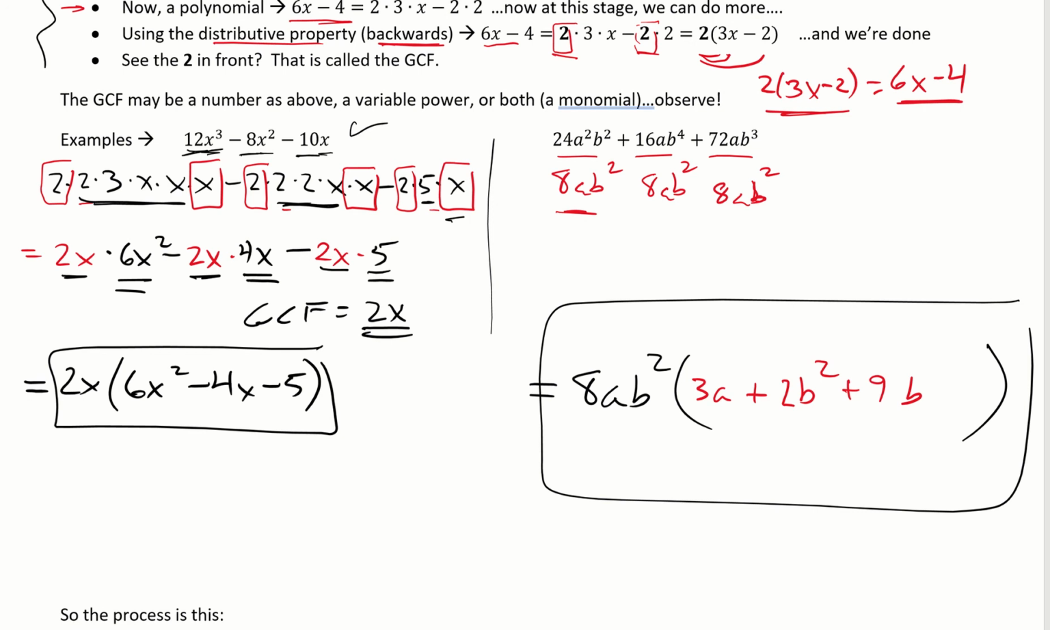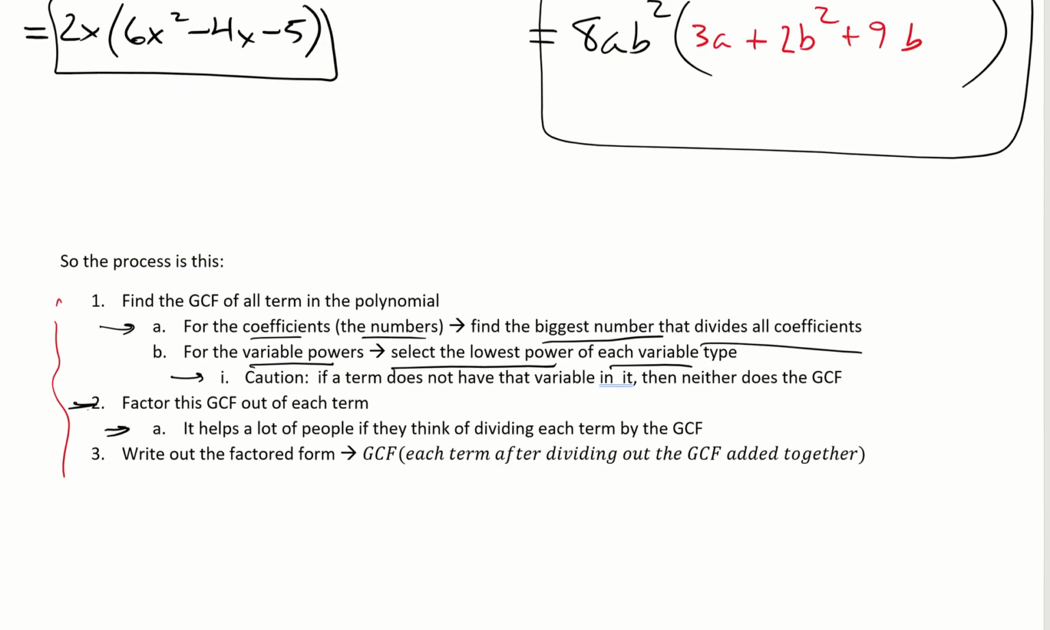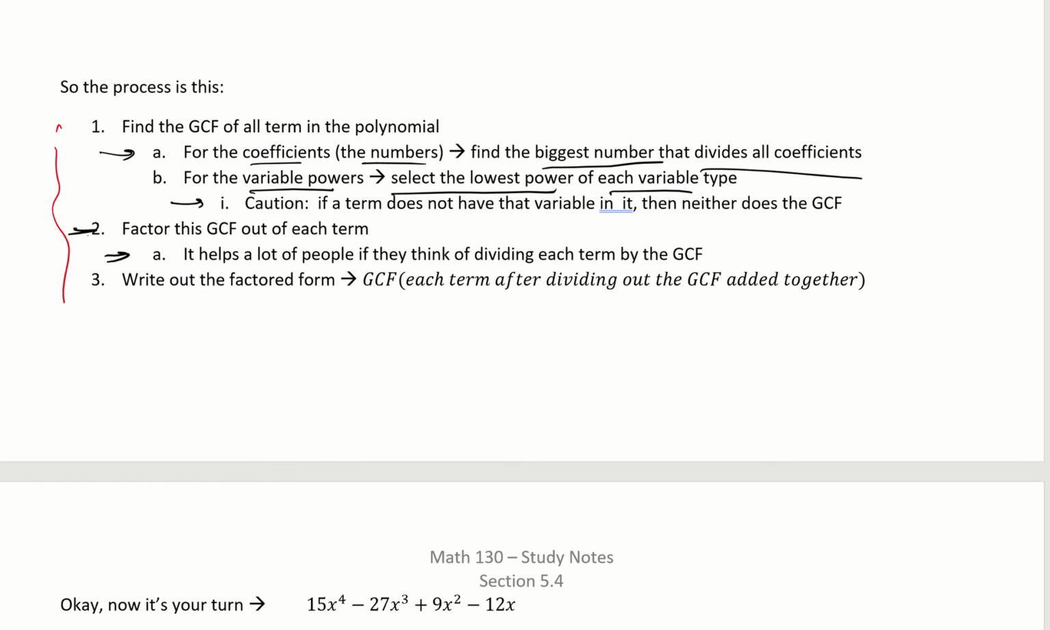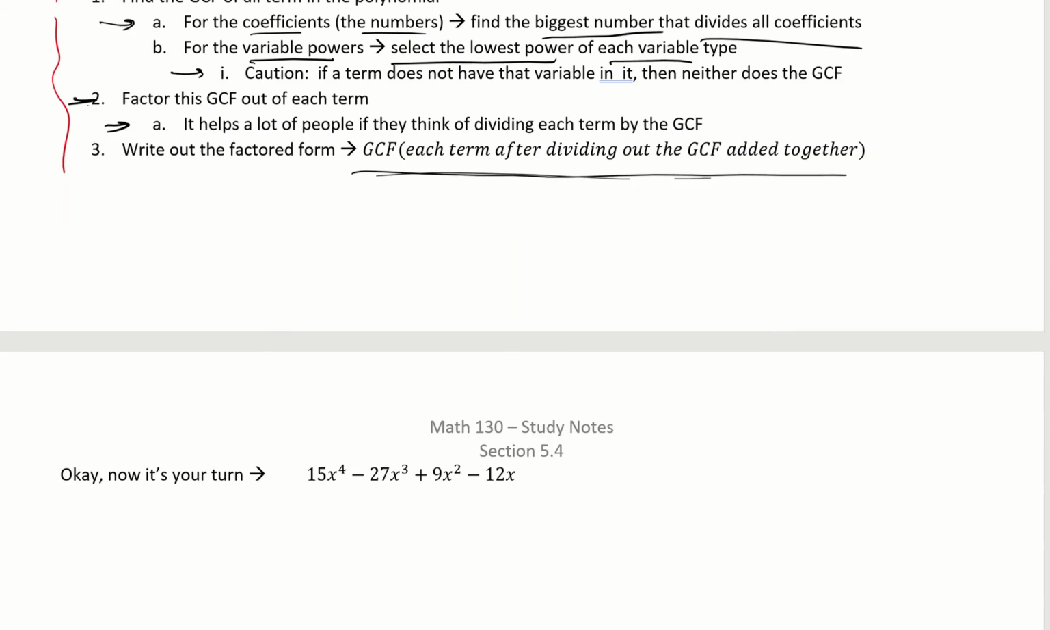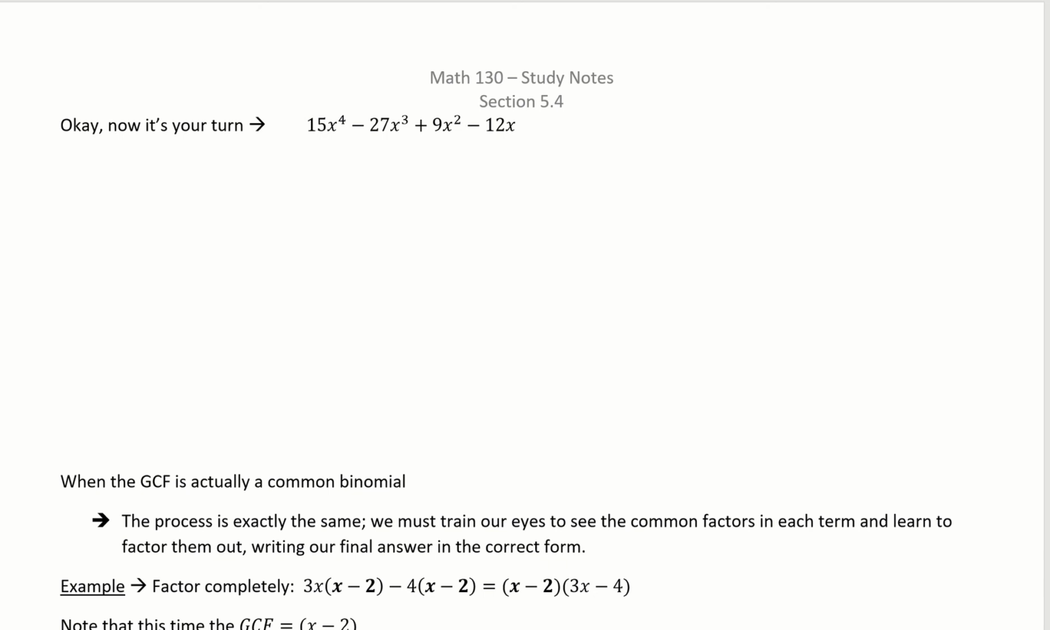Okay, pause it and stare at that. The last one, and there's the information. This is kind of interesting. I've never done that before, where I wrote that the final answer is the GCF, parentheses, each term after dividing out the GCF, all of it added together. Okay, so try this one, and then we'll stop the video. All right, I'll explain to you how it's done, so try it.